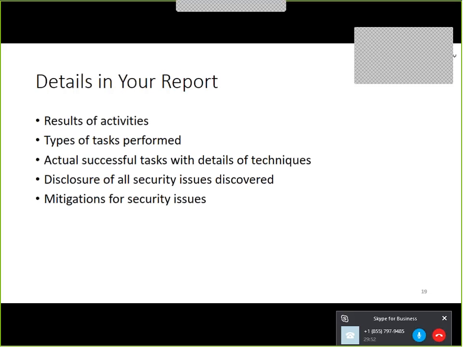Reports should have results of the activities, the tasks you performed, everything that was successful, everything that you discovered, even if you don't have mitigations for it or didn't leverage it, and then mitigations for anything that you identified.